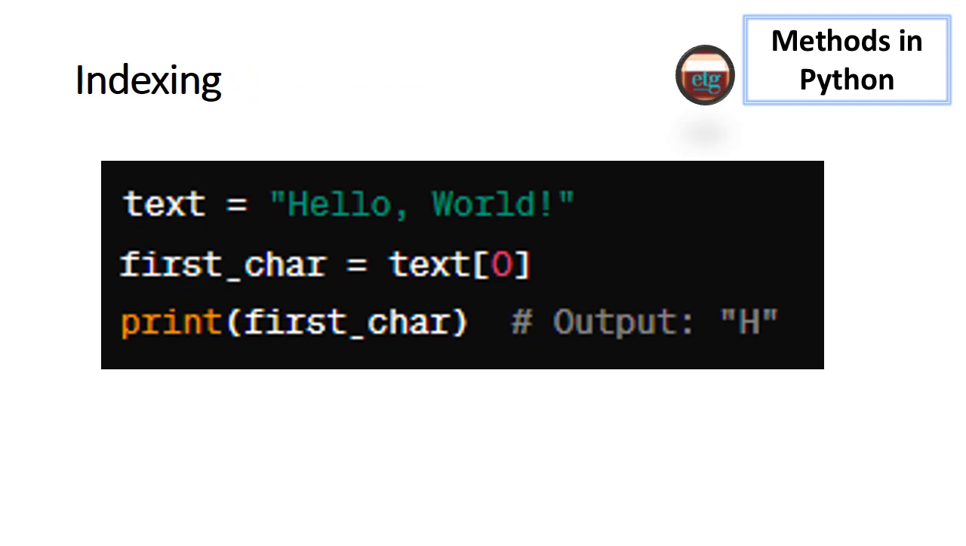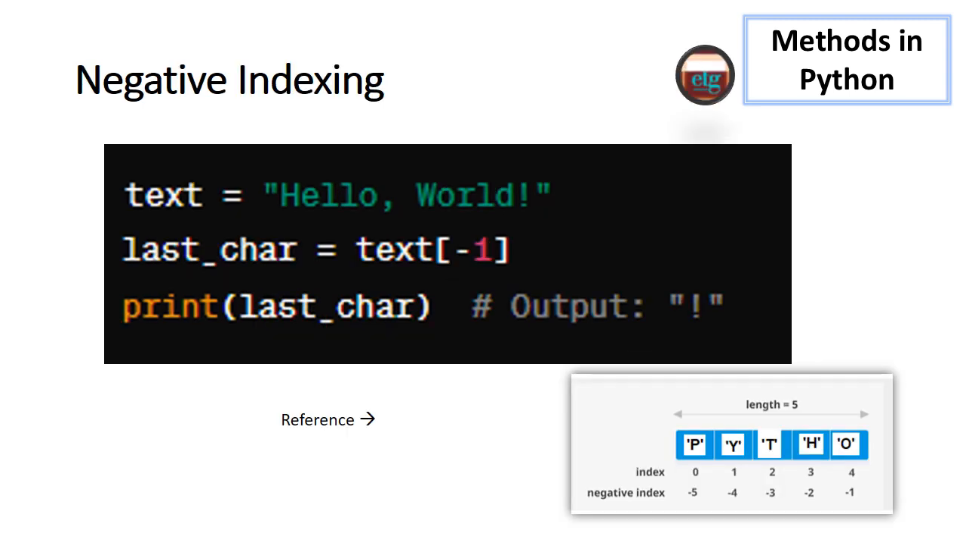Indexing. Accessing individual characters in a string. See the below example, just provide the index to retrieve the corresponding character. Negative indexing. Python uses negative indexing to represent the characters in reverse order, that is from the end. See the below example. And another reference is provided to understand it in a better way. I hope it's clear. Let's move to the next one.